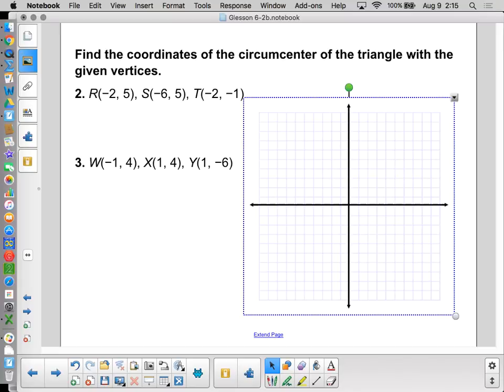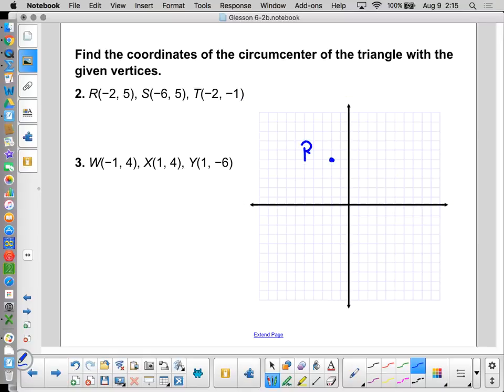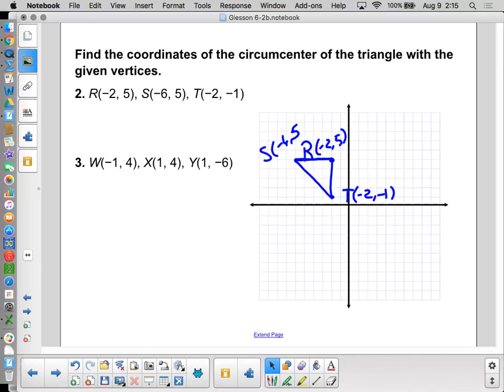So R is at (-2, 5). So -2, 1, 2, 3, 4. There's R. S is at (-6, 5). We have a nice horizontal line. And T is at (-2, -1). Once again, we have the horizontal and the vertical sides. There's my triangle. Finding the circumcenter, going to be a piece of cake.